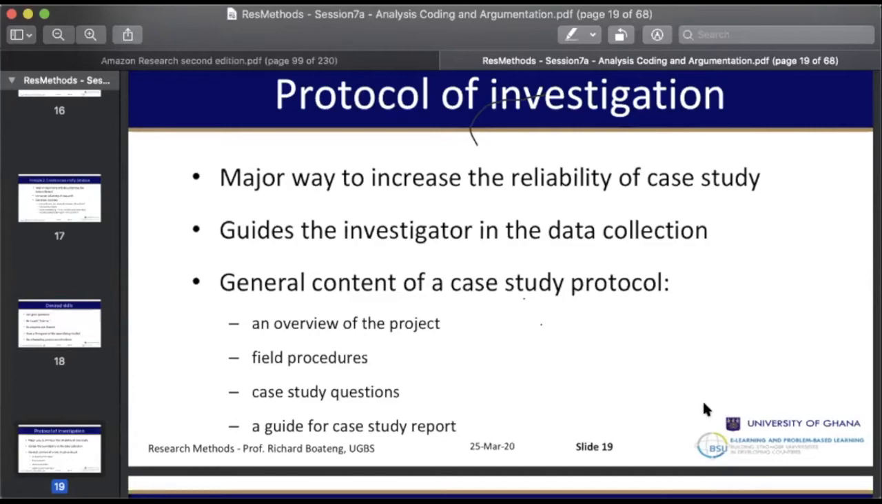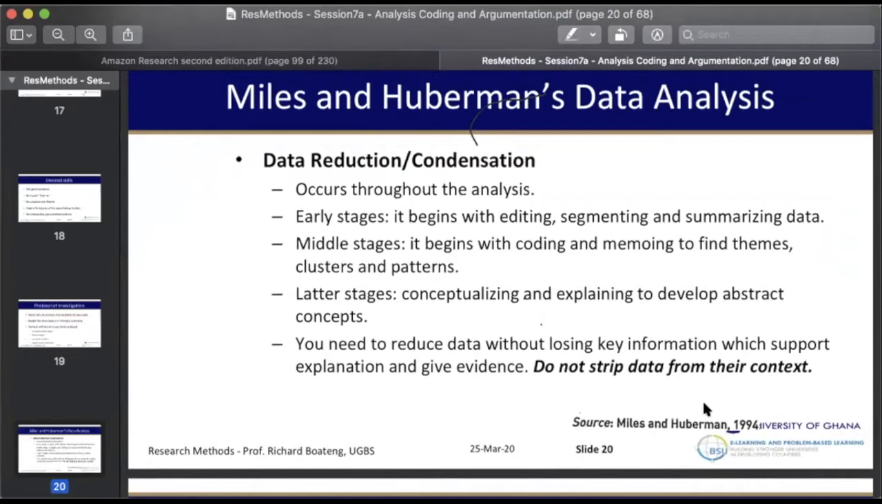Okay, so from there, Miles and Huberman talk about the fact that we need to do data condensation. I mentioned that the previous paper in 1994 talked about reduction, but we have moved away from reduction because we are not stripping data away from the context. We are just subsuming it into another label. So that's why we want to call it data condensation. Please, if you have any questions, you can put them in the chat room.